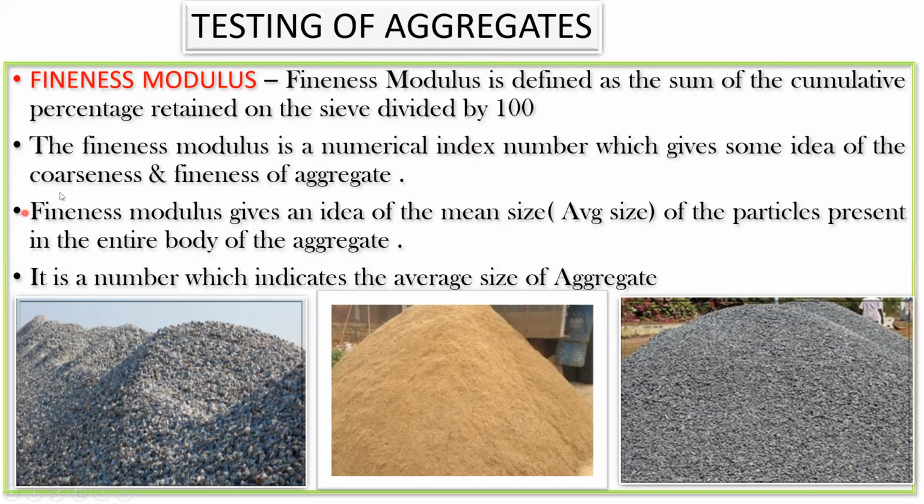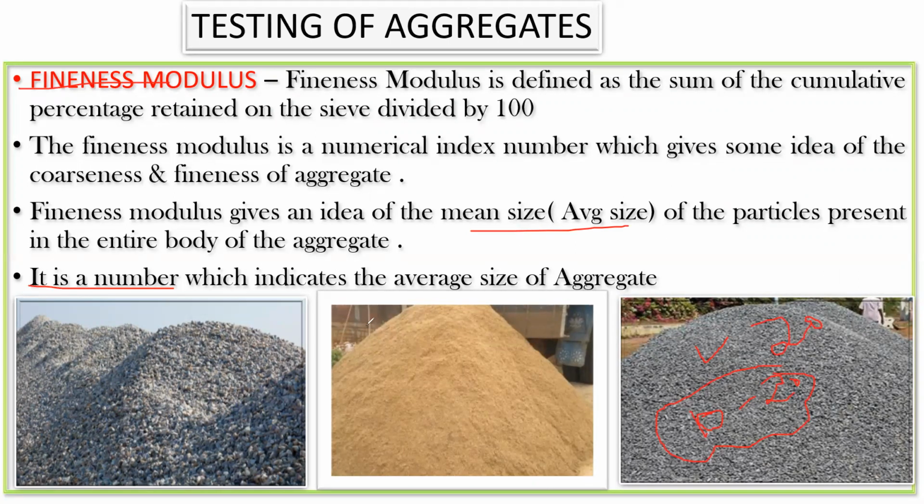The next point is very important. Fineness modulus gives us an idea of the mean size of the particles present in the entire body of the aggregate. Suppose I ask you to tell me the size of this aggregate; you cannot directly tell me, because there are many particles present, so we can never tell that. Instead, I can tell you the average particle size. Let us say the particle size in this coarse aggregate is somewhere between 10 and 20; it gives us the average size of the particle, and this average size is understood with the help of the fineness modulus. To put it in a better way, fineness modulus is a number which indicates the average size of the aggregate, right? So it's going to tell us the average size.